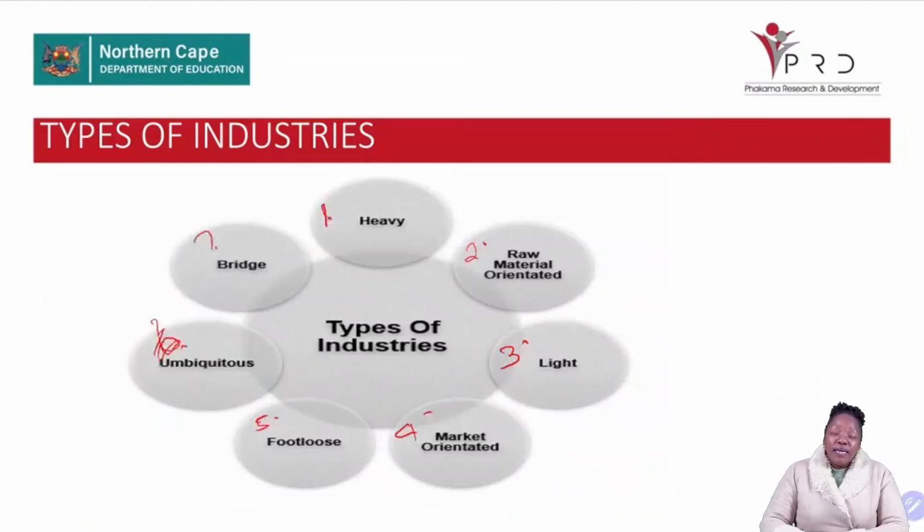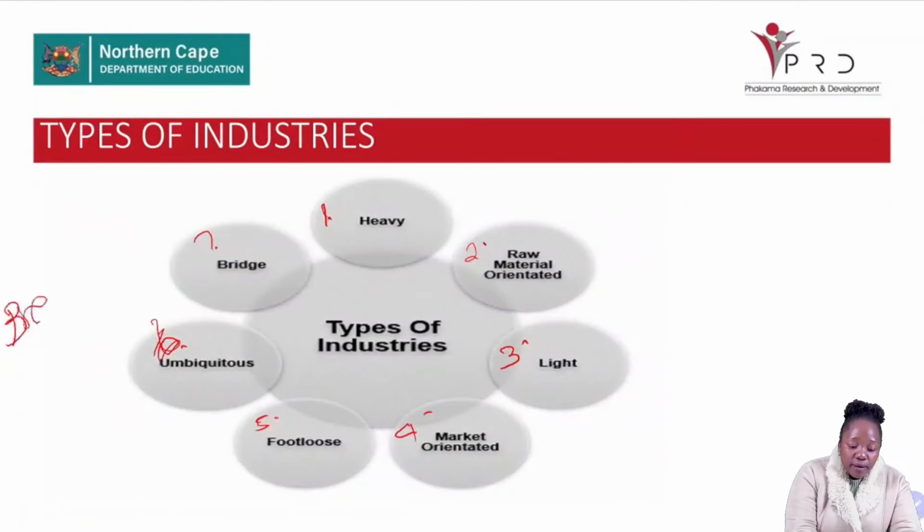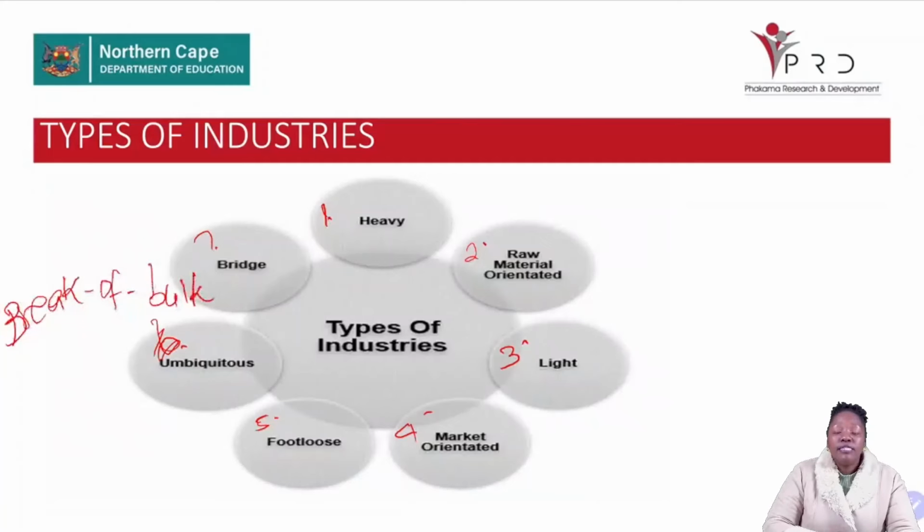Then number 7, it has an alternative name. We call it a break of bulk, or a bridge industry. So these are the type of industries that are supposed to be located next to the raw material, and they produce their products in bulk. And also we say these industries are supposed to have 2 modes. We say one mode of transport replaces another mode.